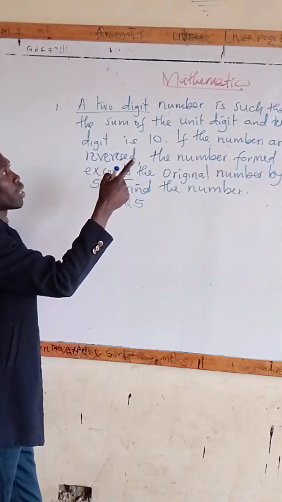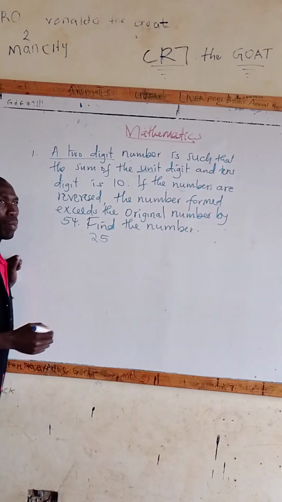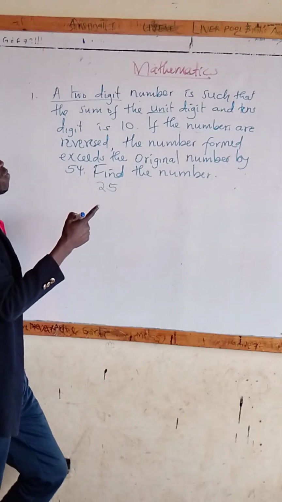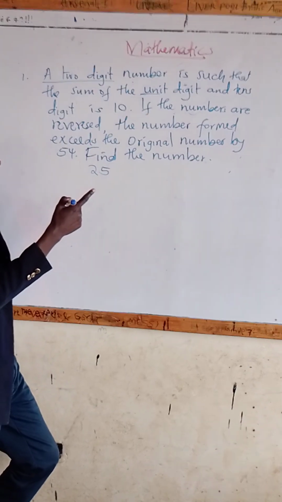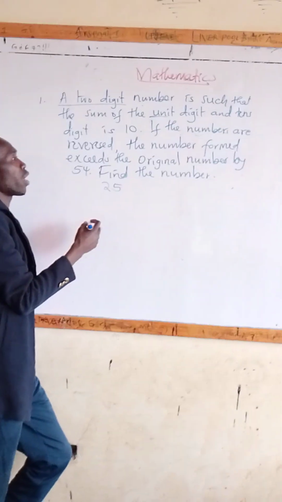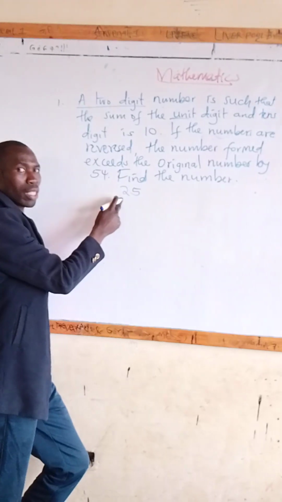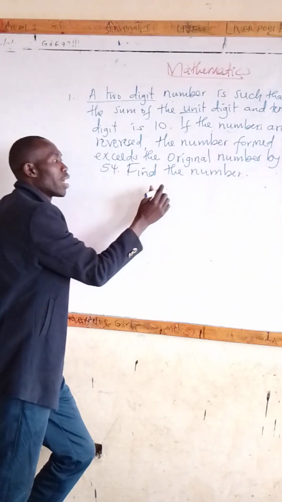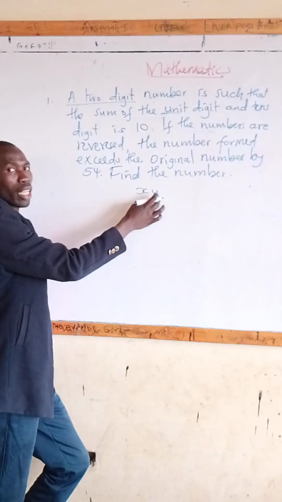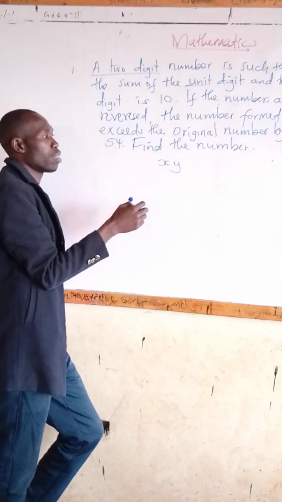They're saying that in a two-digit number, the sum of the unit digit and the tens digit is 10. The unit digit can also be called the ones digit. We have ones, tens, hundreds, that's the place value. If the digits are not the same, in algebra we can call them x and y. If they're the same, we can put xx. But in this case we don't know them, so we give them unknowns. That's the reason it will bring about the simultaneous equation.